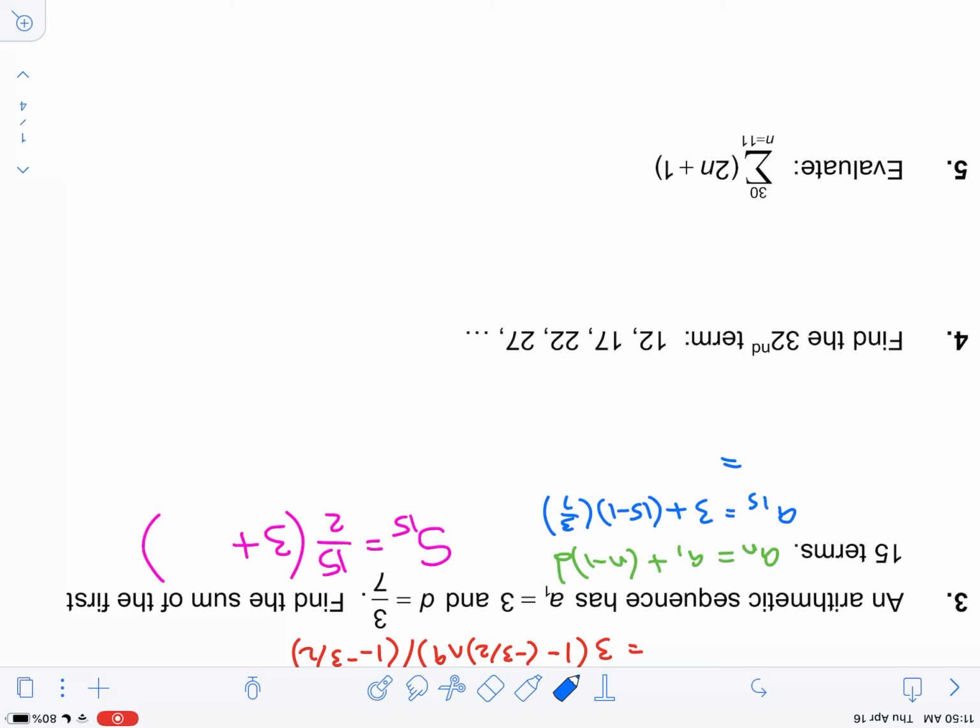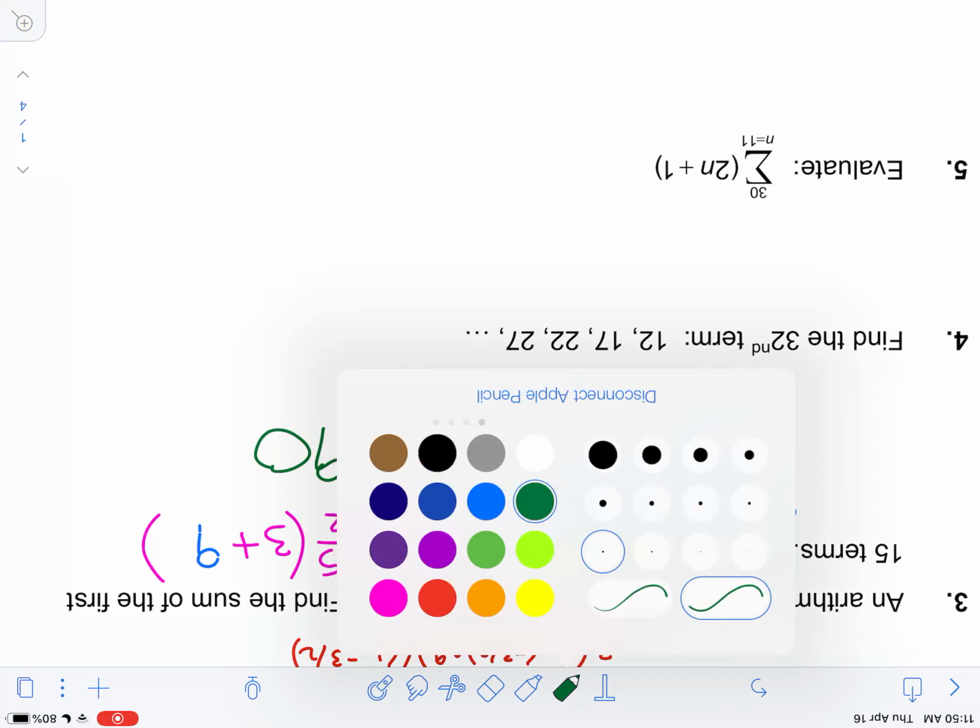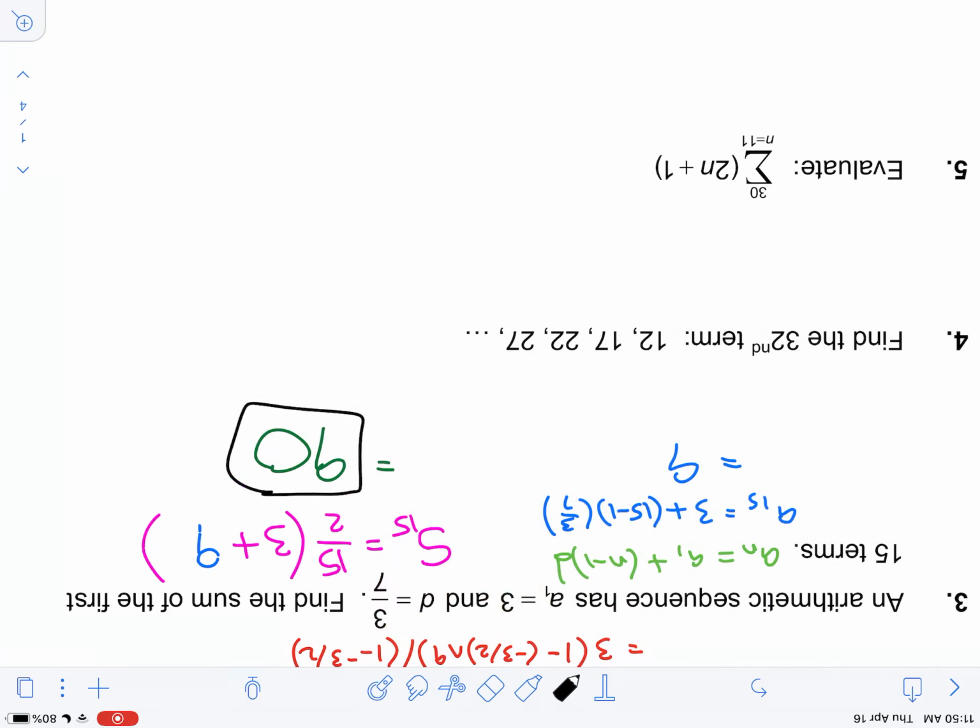So you can do it in your head if you want to. You can do it on your calculator. It turns out the 15th term is 9. And now go back to your calculator if you want to. And so that's going to be 7.5 times 12. So that sum will be a perfect 90. All right, we'll do one more before we take our first break.